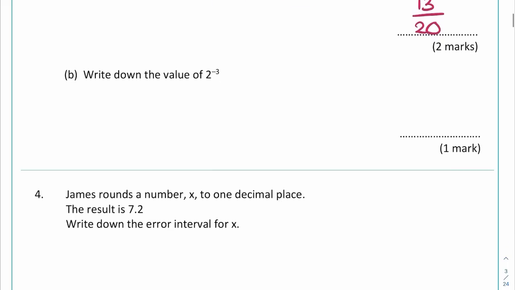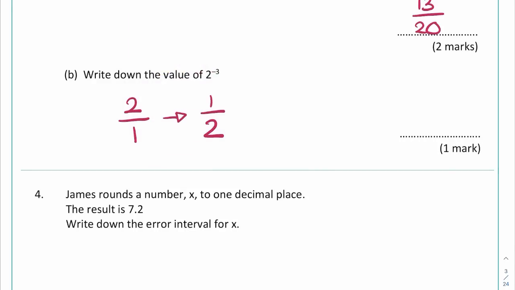For part B, it says write down the value of 2 to the power of negative 3. When there's a negative in the power, that means we need to do the reciprocal, and the reciprocal just means to flip it over. So at the moment, 2 is not written as a fraction, but it could be written as 2 over 1. So the reciprocal of that would make it 1 over 2. So the 2 is going to become 1 over 2.